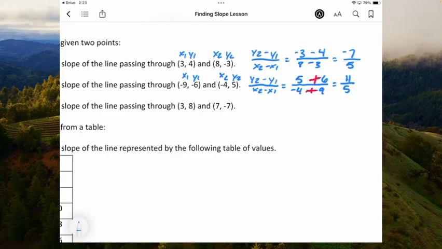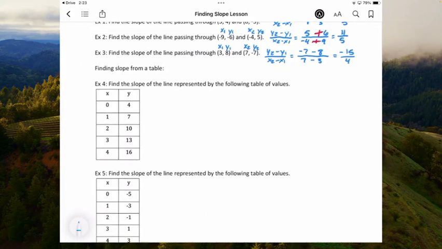So continuing, x1, y1, x2, y2, y2 minus y1 over x2 minus x1. We've got to do the template. -7 minus 8, and then 7 minus 3. Gives us -15 over 4, which also cannot be simplified.